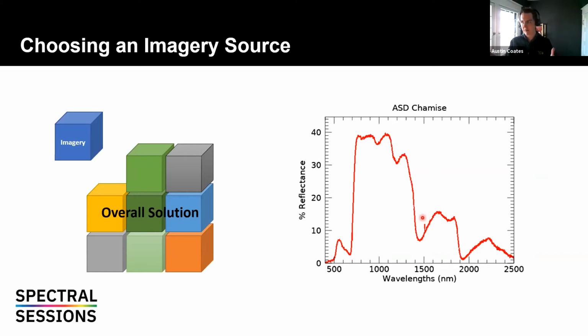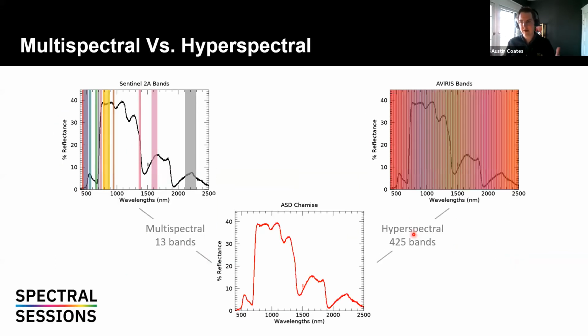If I'm looking for protein content around 1500 nanometers, this absorption feature right here, then that is going to be really, really specific to hyperspectral sensing because maybe my multispectral sensor doesn't hit this absorption feature. So let's take a look at what multispectral sensors and hyperspectral sensors kind of differ in this way.